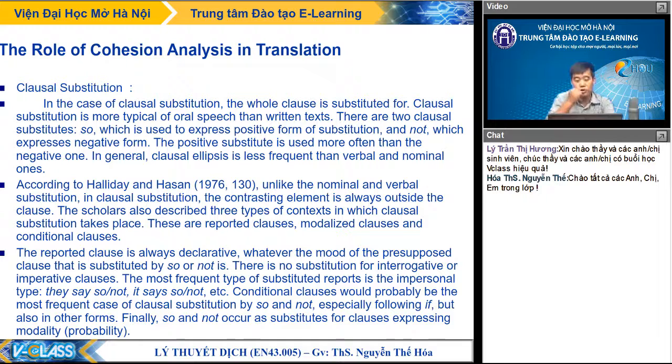And clausal substitution. In the case of clausal substitution, the whole clause is substituted for. Clausal substitution is more typical of oral speech than of written text. There are two clausal substitutes. Now we have another word, so. If I say, I think so. They think not. So we have two words, so and not. And these words can replace a clause, so it's called clausal substitution.